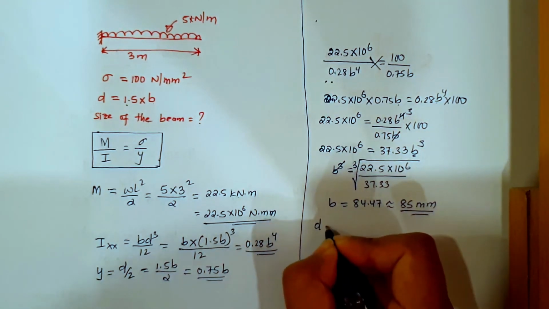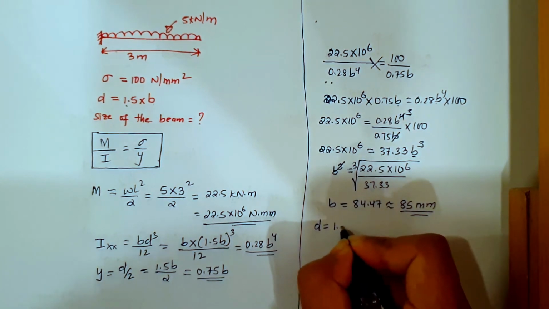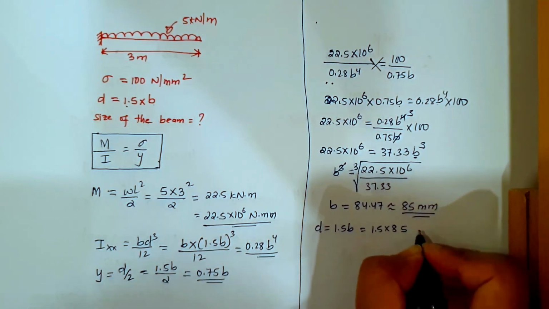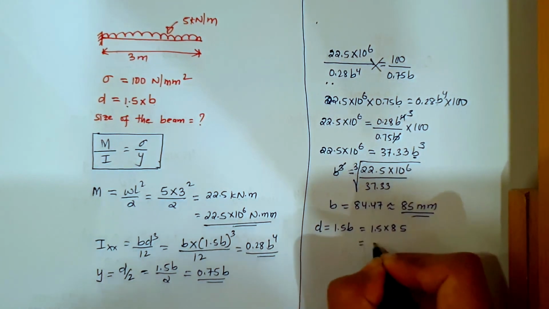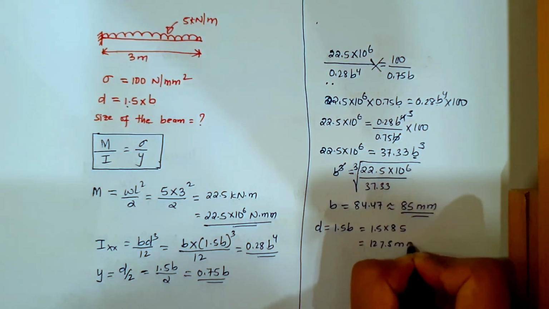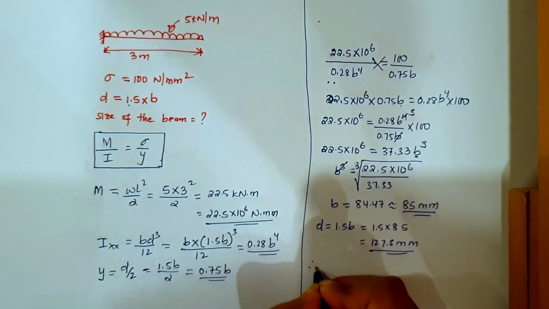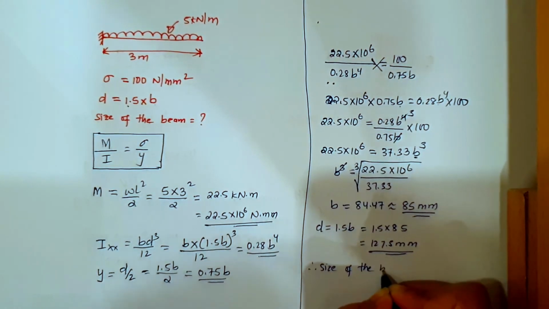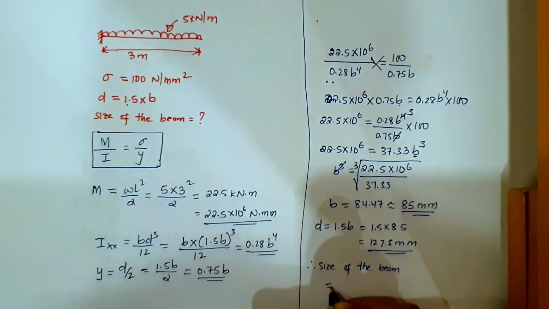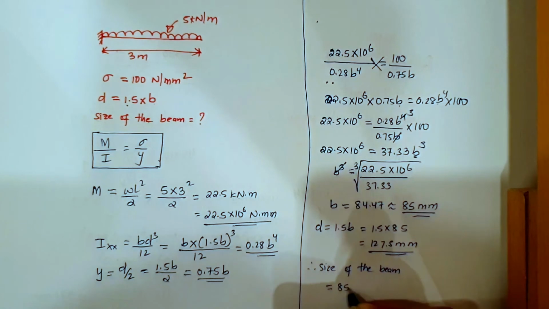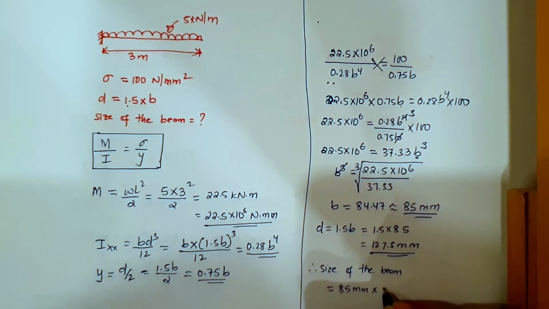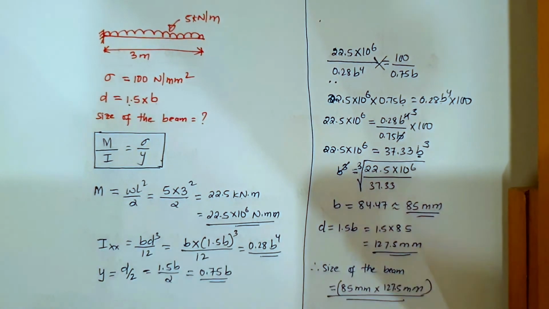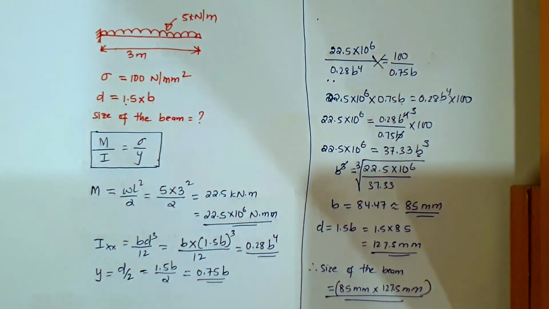Now from here we can find d. d will be equal to 1.5 times b, which is 1.5 into 85, which will give you 127.5 mm. So therefore the size of the beam is equal to b into d. So this is the size of the beam. Okay, so I hope this numerical is clear.